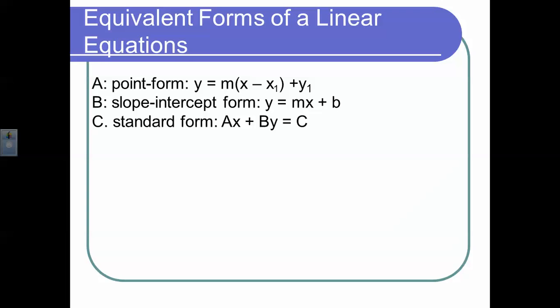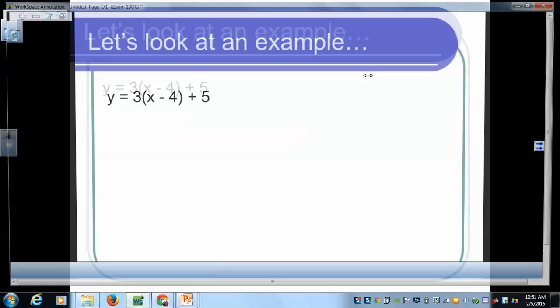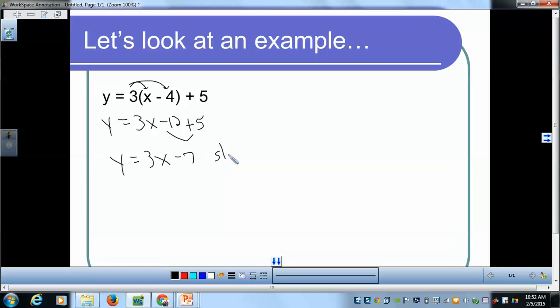If we look at an example here, y equals 3 times the quantity x minus 4 plus 5. We should be able to take this and convert it to slope-intercept form and then on to standard form. We've discussed this before: the first thing we want to do is distribute. So 3 times x and then 3 times negative 4. So y equals 3x minus 12, and then we bring down the plus 5. Now we combine like terms. So y equals 3x minus 7. And now we are in slope-intercept form, just like that.